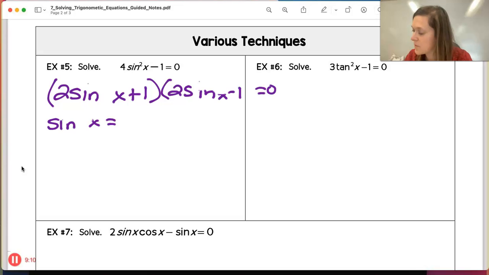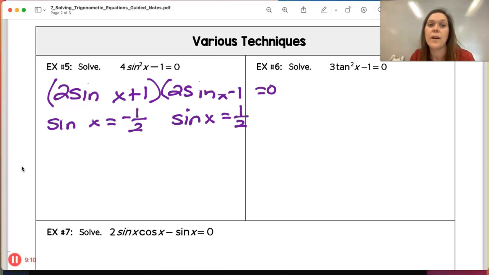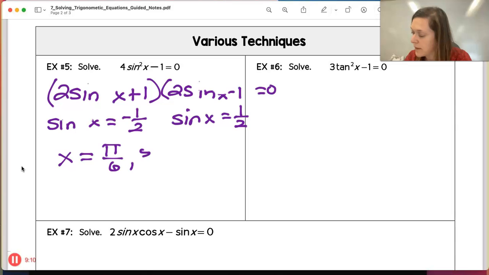So sine x is equal to -1/2, or sine x is equal to +1/2. So where on your unit circle are you at -1/2 for your sine? Then where on your unit circle are you at +1/2 for your sine? Well, that would get you to pi over 6, 5 pi over 6, 7 pi over 6, or 11 pi over 6.